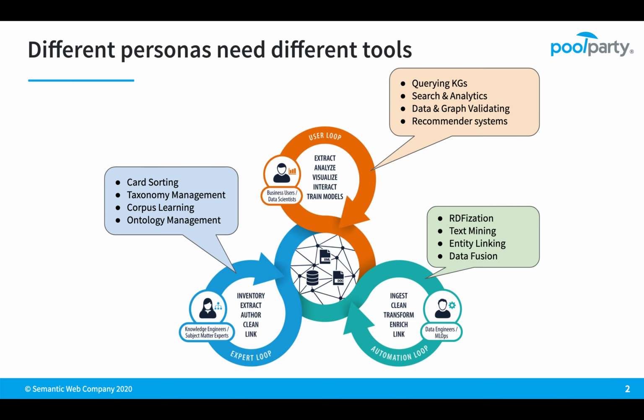And this data layer they do their analytics on is provided by the automation loop, data engineers and machine learning ops that apply the knowledge graph and machine learning algorithms to the existing data landscape, enriching it and building that data layer the analytics can be done on top of.